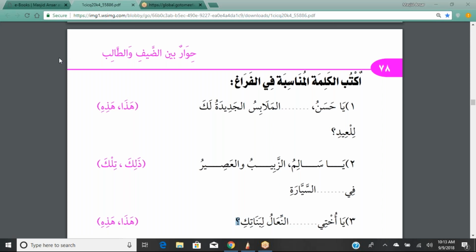الزبيب هو العصير في تلك السيارة. What's that last word? السيارة. نعم يا سالم، الزبيب والعصير في تلك السيارة. Oh Salim, the raisins and the juice are in that car. Zabib is raisins. Al-Asir is juice. The plural is Asair. Tilka, because Sayyar is feminine. So it won't be Dhalika, because Dhalika is for something that is masculine.